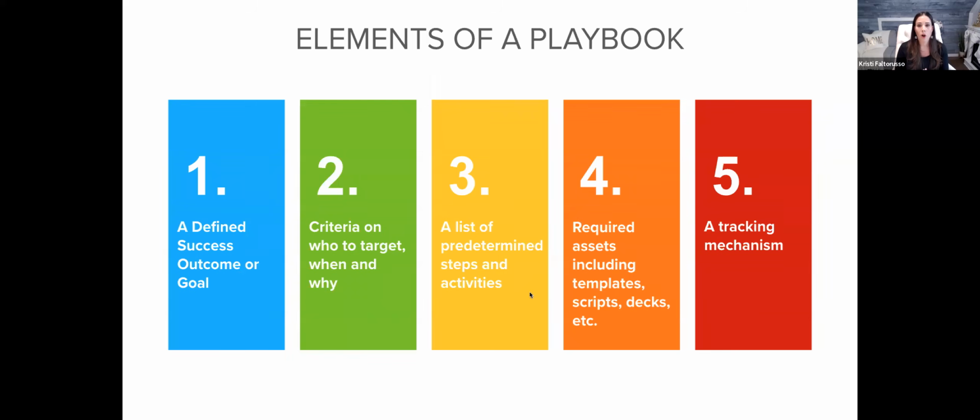Number 4, also really important, is required assets that you're going to want to supply your team with. This could include templates, scripts, decks. So again, we're going to stick with the renewal playbook, but we've got a whole process built out for how we orchestrate our renewal, down to conversations that we're having and materials that we might provide. Any assets that might be needed to orchestrate that event properly, we want to make sure that all of those materials are available.